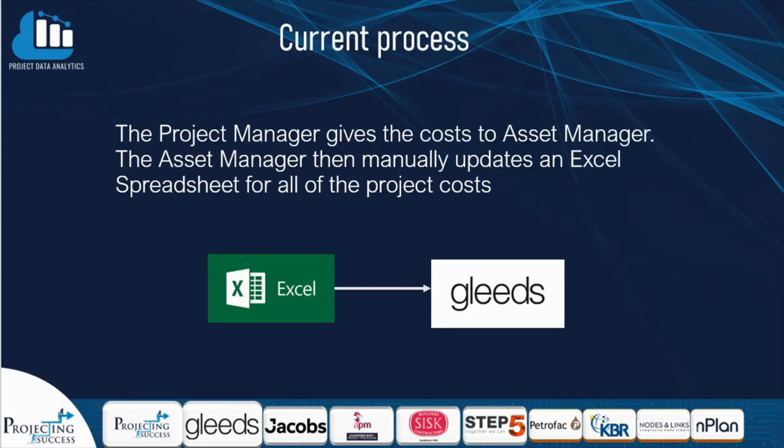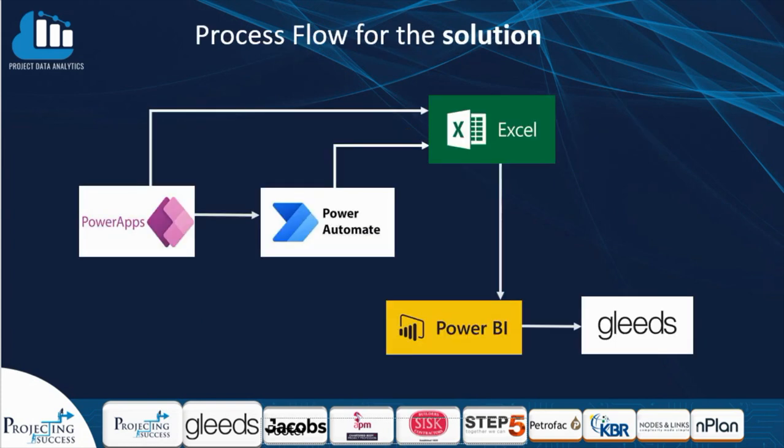The current process requires the project manager to manually give the cost to the asset manager, then the asset manager manually updates an Excel spreadsheet for all the project costs. Our solution will provide project managers and asset managers a Power Apps form that will feed into an Excel spreadsheet and also into a Power Automate that will also feed back into a spreadsheet that will be used to generate a Power BI report that Gleeds can now access.